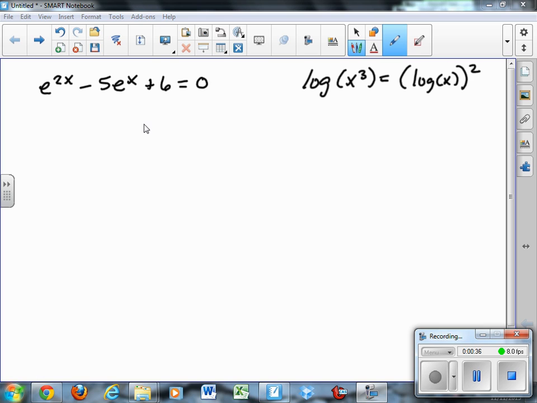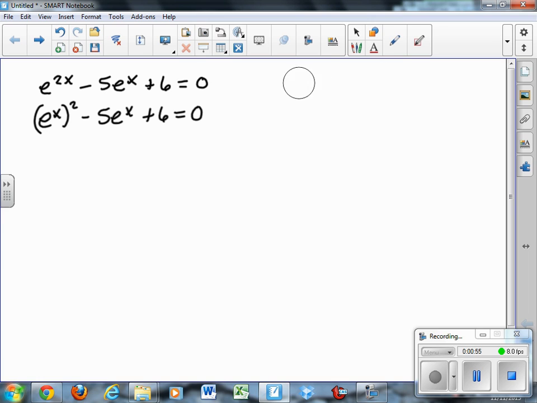What I want to point out is that e to the 2x is the same thing as saying e to the x squared. And then this is minus 5e to the x plus 6. And I'm going to do something called u substitution. I think I'm going to erase this one right now because I'm going to need to go over to the side. U substitution, and you could use any variable besides u, is basically taking a variable and substituting it for a more complicated variable to make the equation look simpler, and then you insert it back in later.